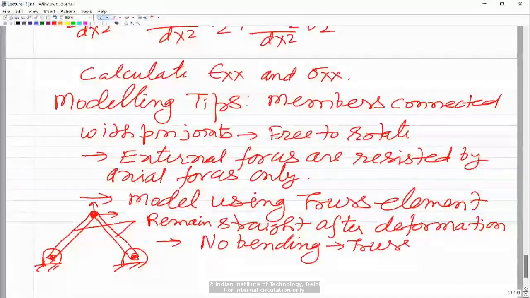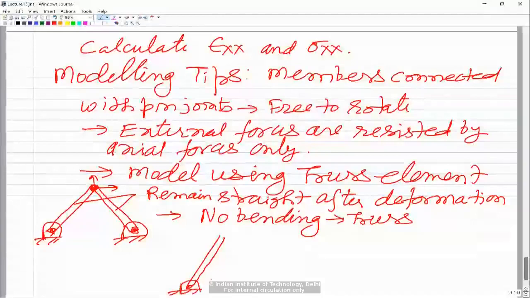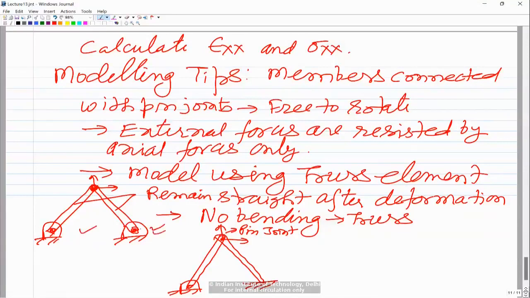That's one. Now let us take another example. Suppose I take one member, pin connected over here through a pin joint, and another member going like this, and here also there is a pin joint. There are forces in the x and y direction, but this member is actually fixed. So it is more or less the same as this. The only difference is that this joint, instead of a pin joint, is a fixed joint.